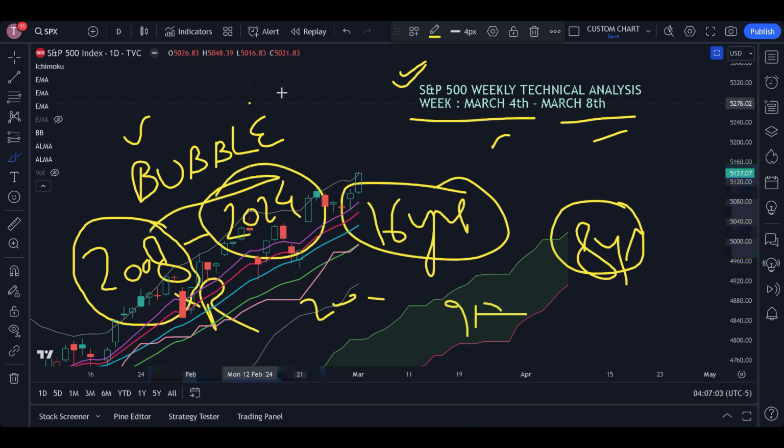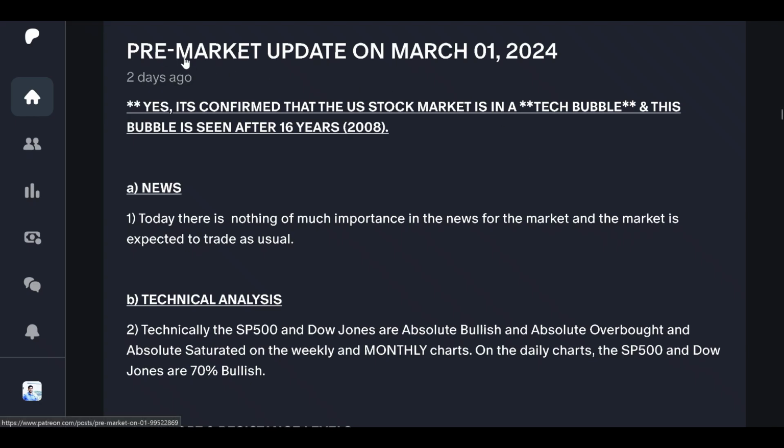However, the important point is that the bubble is now confirmed. Earlier there was some speculation, but now it is confirmed that there is a tech bubble. In my pre-market update on March 1st, 2024, I informed my community members that yes, it's confirmed that the US stock market is in a tech bubble, and this bubble is seen after 16 years, after 2008.